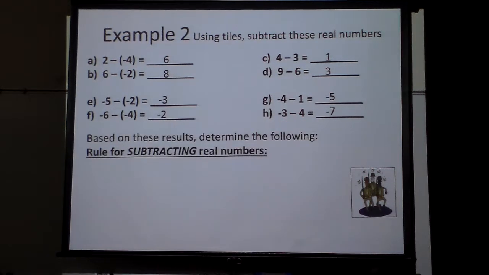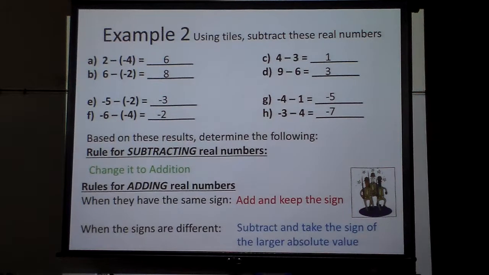So let's think about this here as rules now for subtracting. Okay? If it's subtracting, I just change it to addition, and then I follow my addition rules. When I change subtraction to addition, if I have the same signs, I add and keep it. If the signs are different, I subtract and take the larger absolute value. Those are my rules for adding, and those are my rules for subtracting.